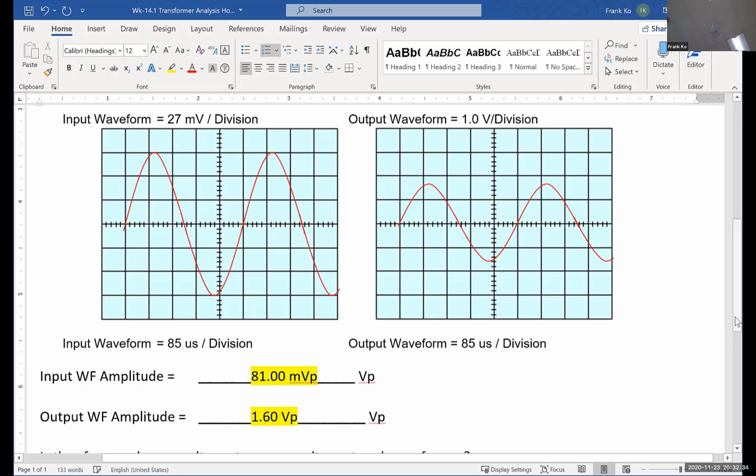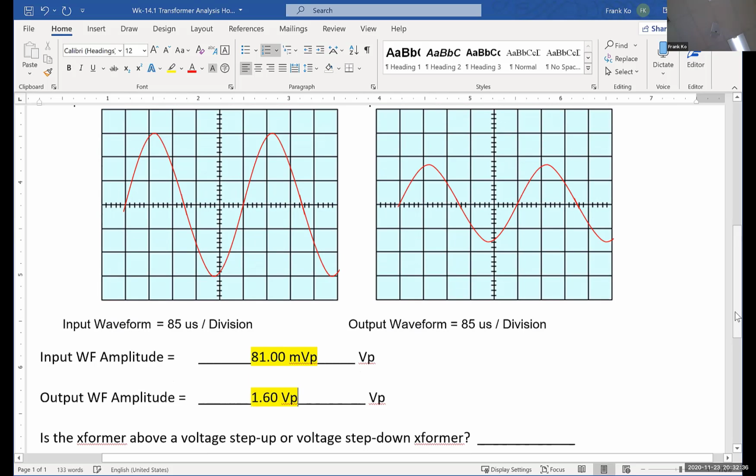Is the voltage transformer above a voltage step up or a voltage step down transformer? Robert, what do you think? Well, look at the next question, the third question, it says, is the transformer above a voltage step up or a voltage step down transformer? And it's a step up. How many people agree that this is a voltage step up? Raise your hands. Yep, it's a voltage step up.